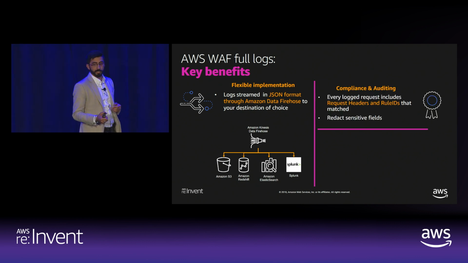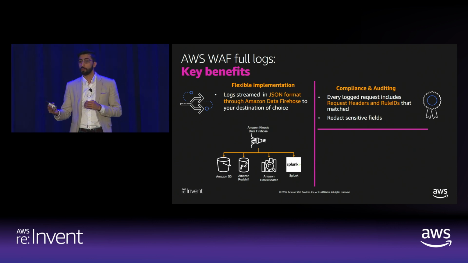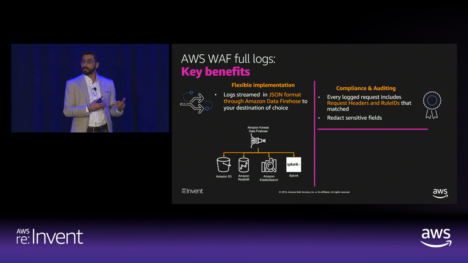A second use case customers really appreciate this for is compliance and auditing, because you're getting all of the requests with the full request headers as well as the rule IDs that matched against them. Now you can choose to also redact some of those request headers that you feel are sensitive. So these could be cookies, or if you're transmitting credit card information or username and password information that you don't want to log.